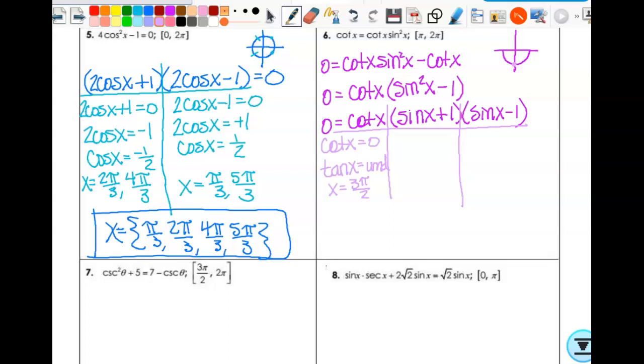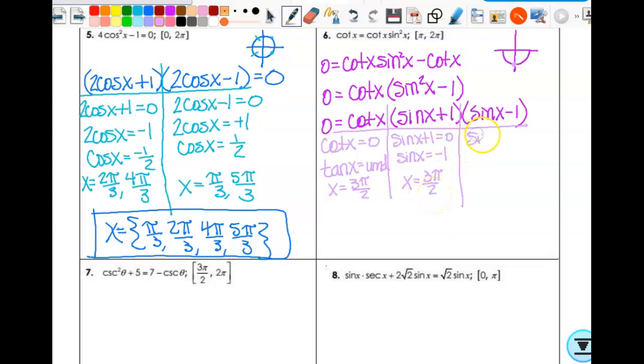All right. So then I get sine x plus 1 equals 0. So the sine of x equals a negative 1. So between pi and 2 pi, when does sine equal negative 1? 3 pi halves again. So x is equal to 3 pi halves.